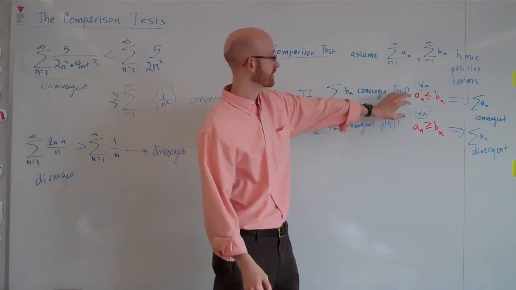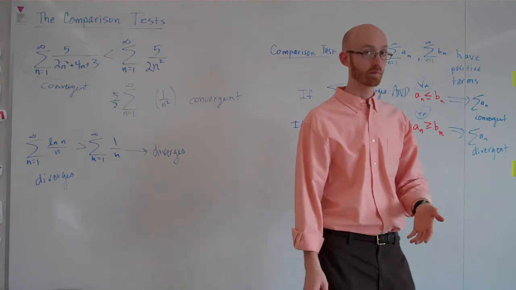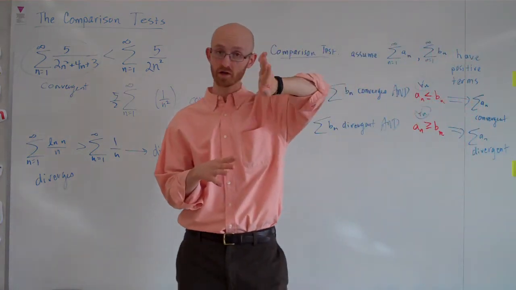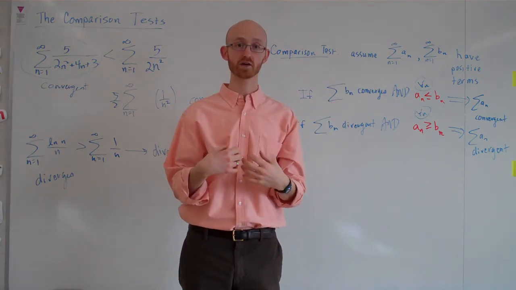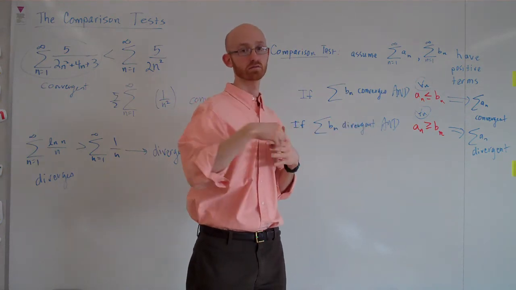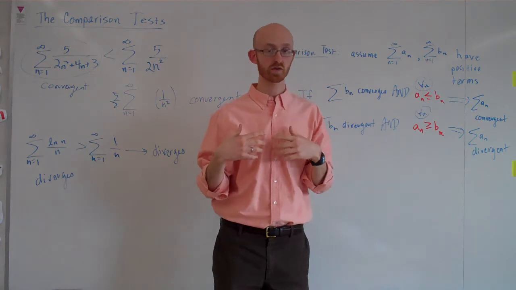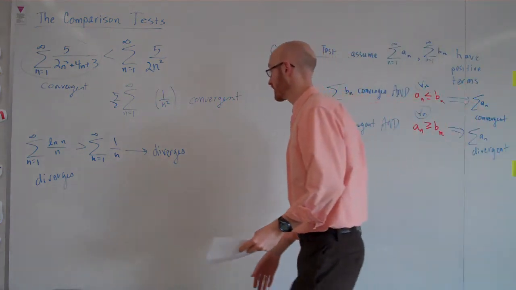So I just wanted to make a note here that it's not actually that big of a deal that it's for all, but it does have to eventually happen. It has to eventually happen, and forever after has to happen. So you should be able to specify some n value for which, okay, ever after this point, sequence A is less than or equal to sequence B, or the opposite for that. Okay, another one.